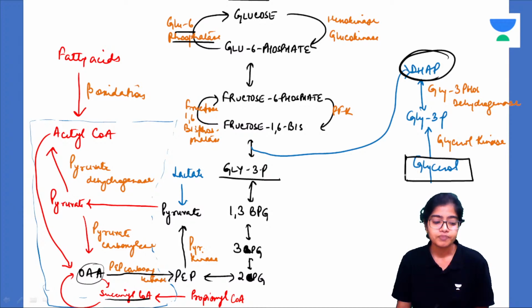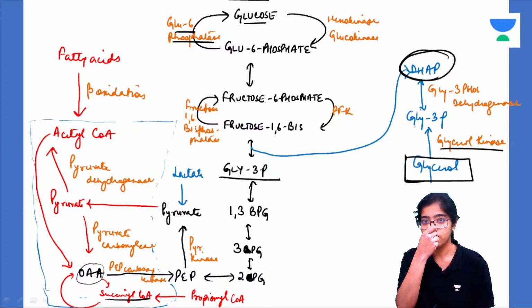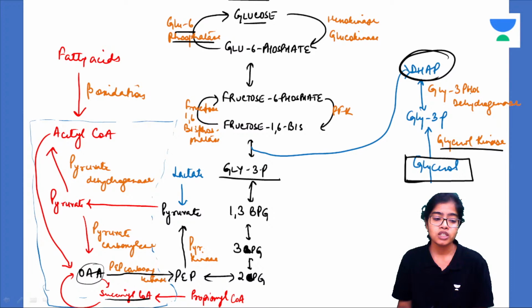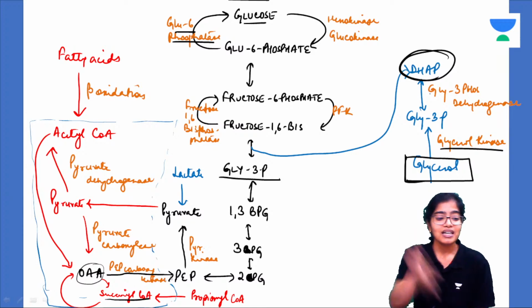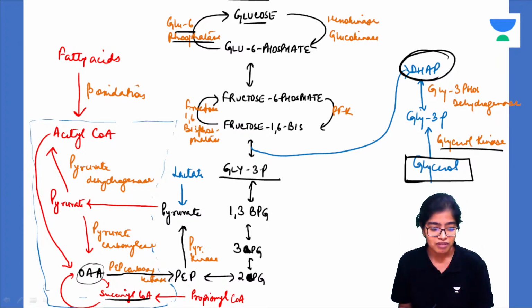Glycerol is an alcohol that is formed after fatty acid metabolism, fat metabolism. Now, how will this glycerol convert into glucose? Conversion of glycerol to glucose is gluconeogenesis. So glycerol will be acted upon by an enzyme, glycerol kinase, to form glycerol 3-phosphate. Then glycerol 3-phosphate dehydrogenase, G3PD, will convert it into DHAP. Isn't it familiar? Where is DHAP involved? Glycolysis, guys. Now DHAP will enter glycolysis.